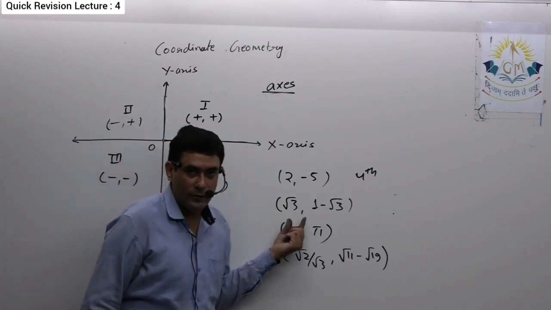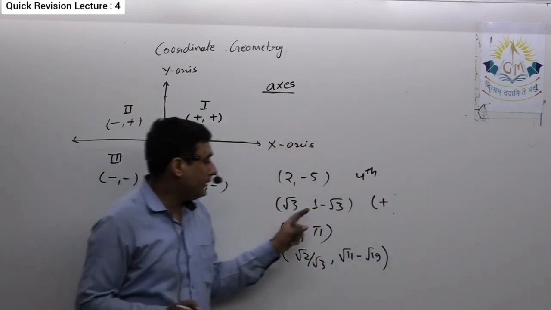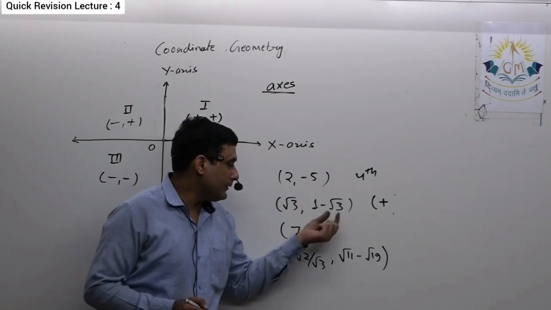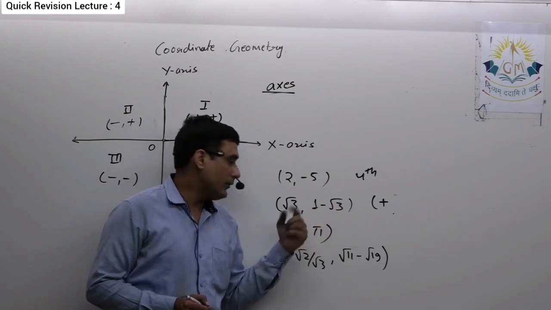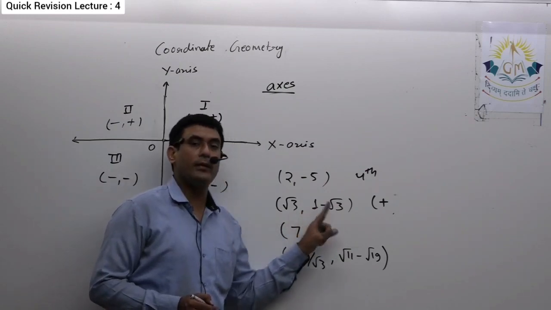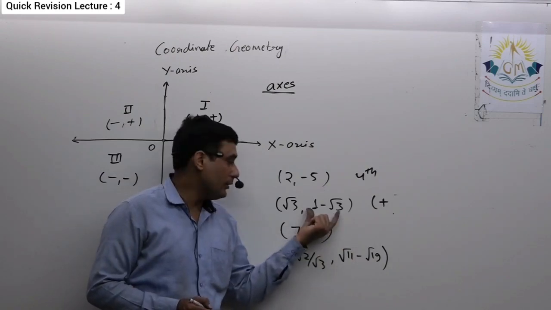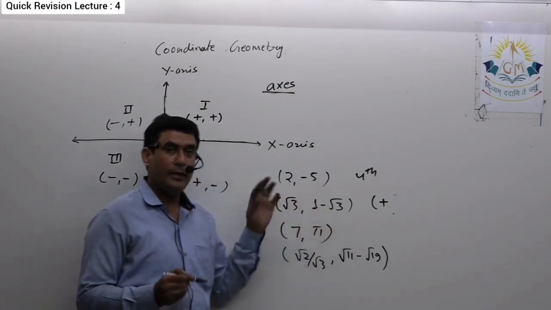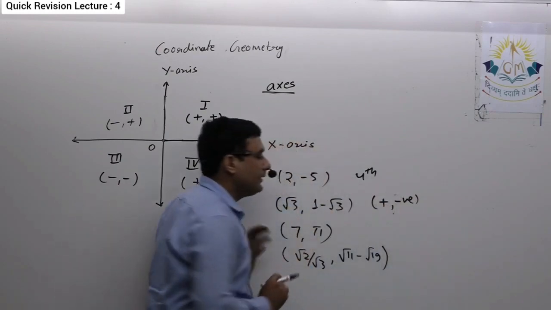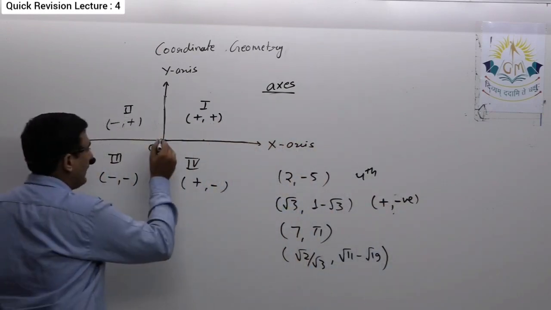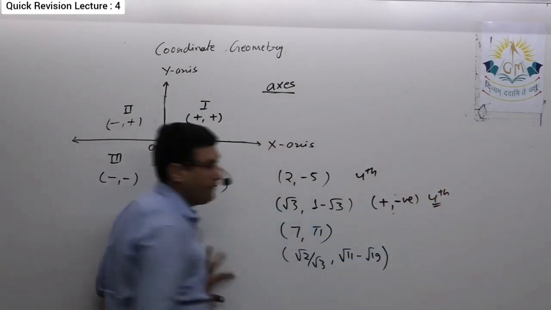Here root 3 is positive, so I can say the x coordinate is positive. Now here it is 1 minus root 3. You should understand one very normal thing, that 3 is greater than 1, or in other words 1 is less than 3, so root 1 is less than root 3. That means root 3 is greater than this, so the difference of these two, smaller minus greater, will be negative. The only thing you have to understand is that the y coordinate is negative and the x coordinate is positive. So when x is positive and y is negative, the point lies in the fourth quadrant.